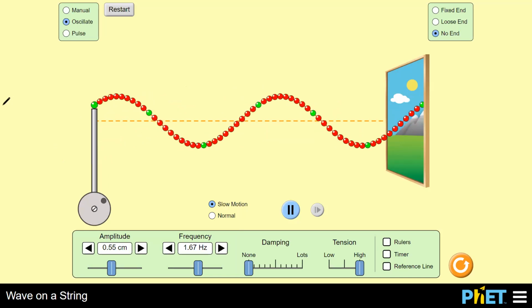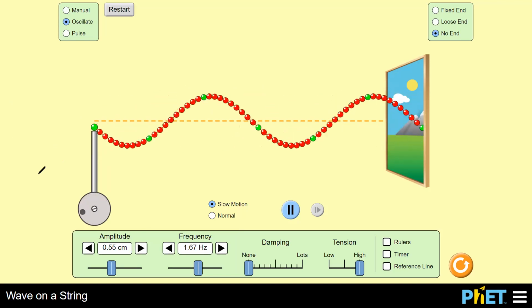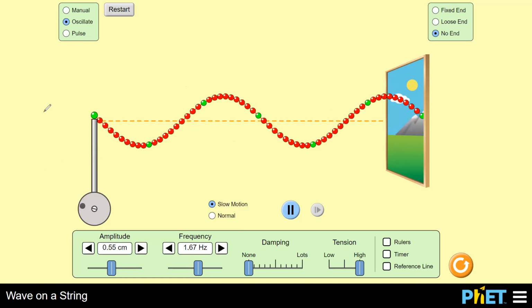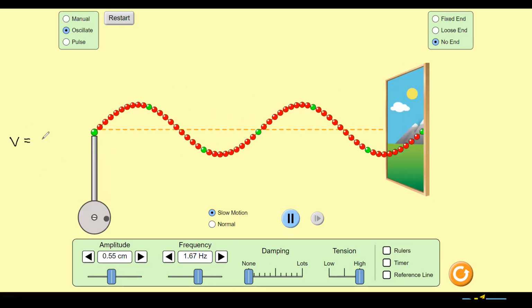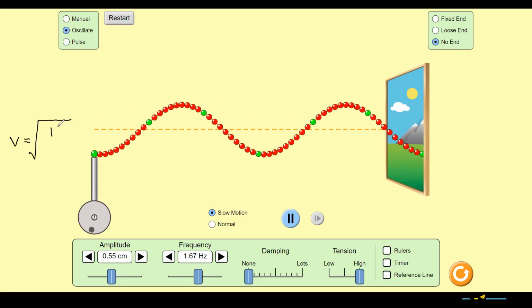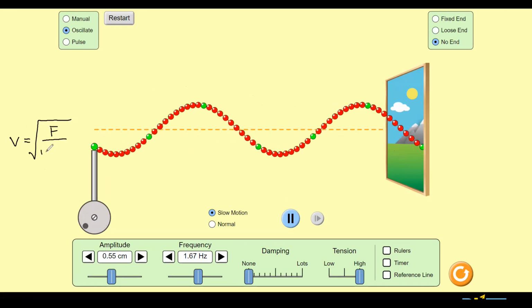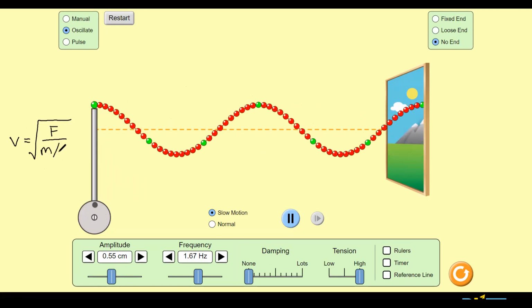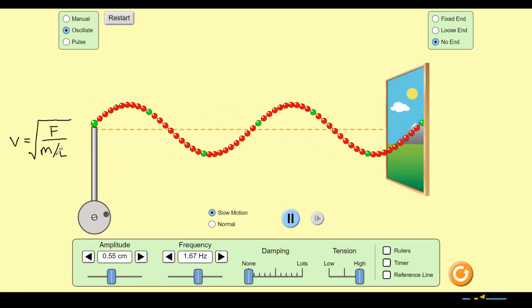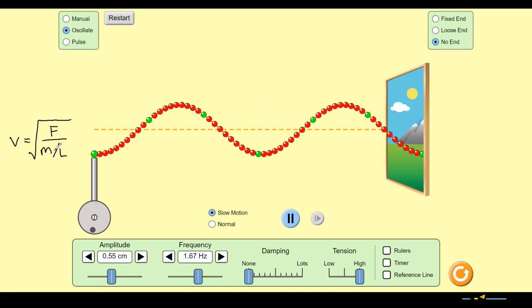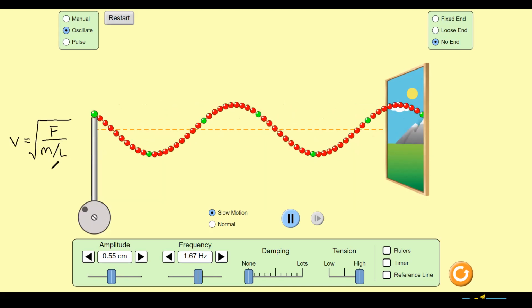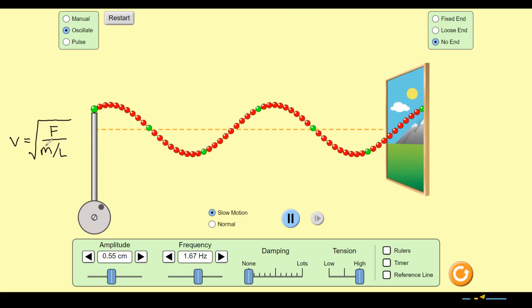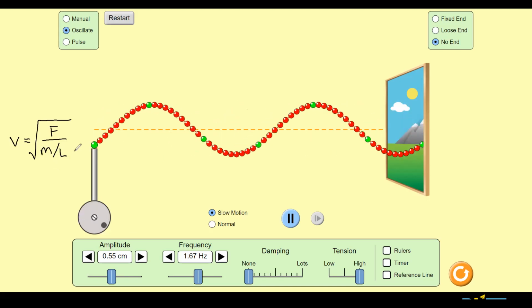The relationship between the velocity and the net force can be described by this formula: v is equal to the square root of F over the mass of the string divided by the length of the string. Therefore, a wave travels faster on a string whose particles have a small mass, a string that has a small mass per unit length. The mass per unit length, which is this denominator, is called the linear density of the string.